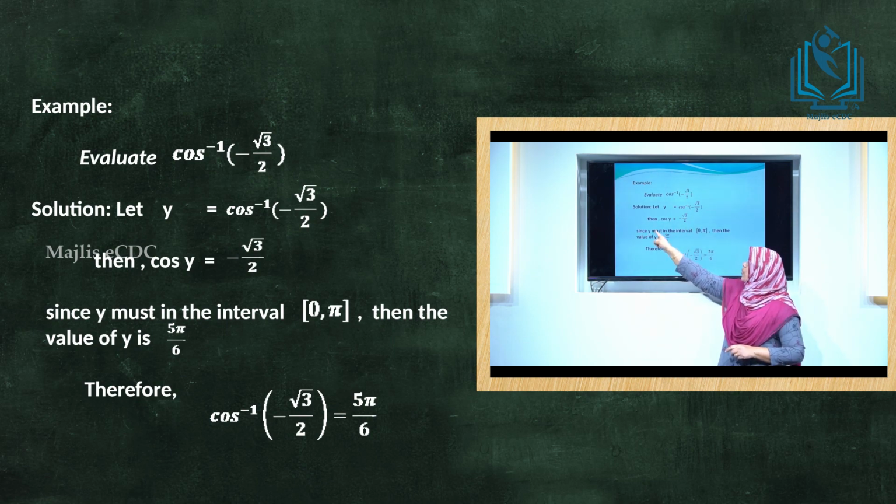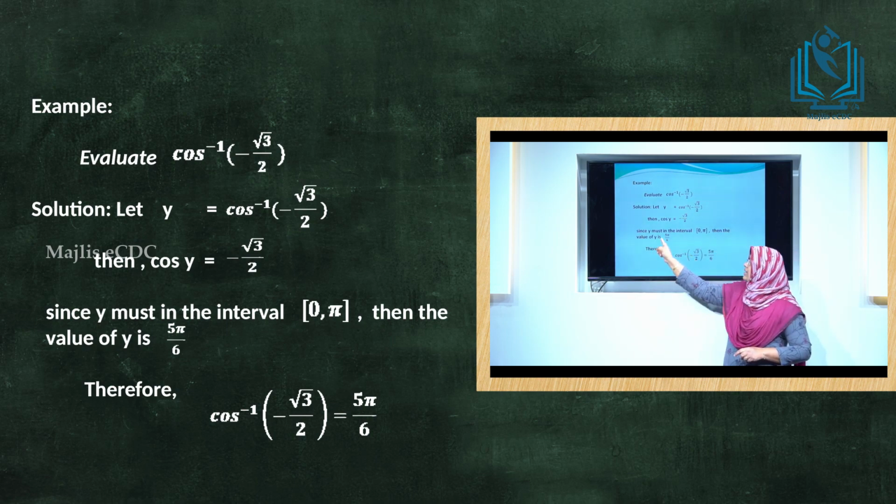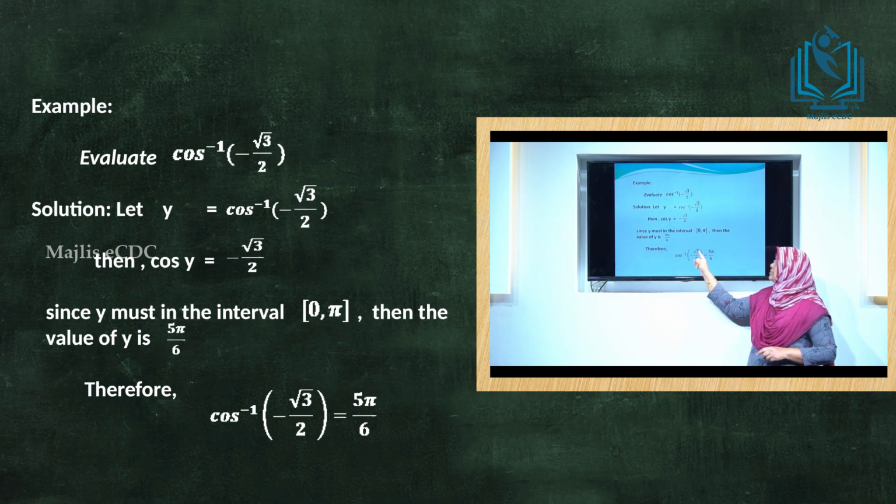We know that y must lie in the closed interval 0 to pi. Then the value of y equals 5 pi by 6. Therefore, cos inverse of minus root 3 by 2 equals 5 pi by 6.